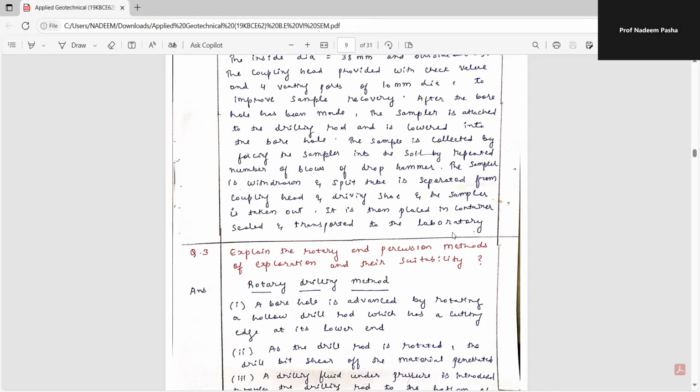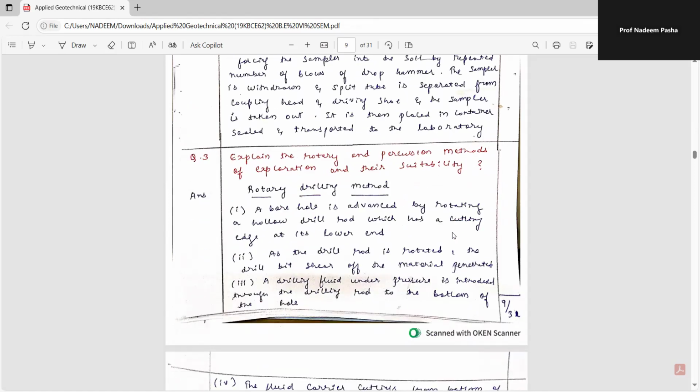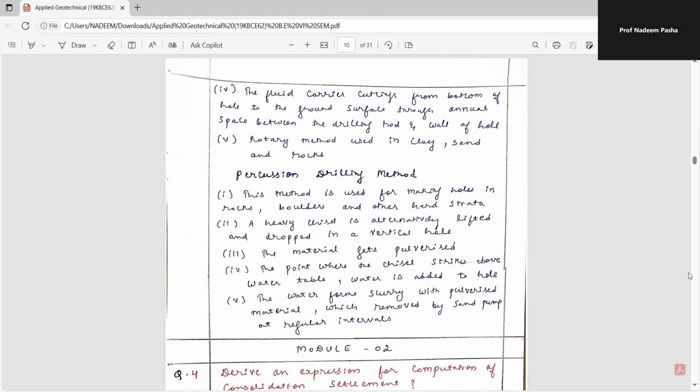Explain the rotary and percussion methods of exploration and the suitability of the rotary drilling method. A borehole is advanced by rotating a hollow drill rod which has a cutting edge at its lower end. As the drill rod is rotated, the drill bit shears the material penetrated. A drilling fluid under pressure is introduced through the drilling rod to the bottom of the hole. The fluid carries cuttings from the bottom of the hole to the ground surface through the annular space between the drilling rod and the wall of the hole. The rotary method is used in clay, sand and rocks.